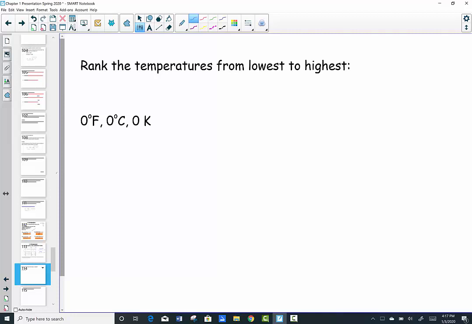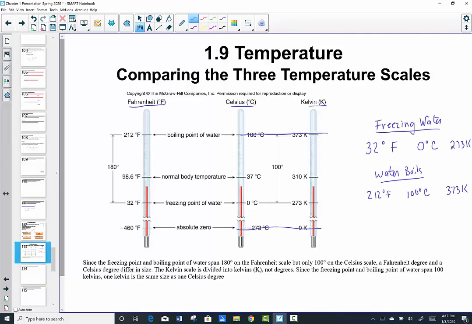Let's apply that. Let's think that through a little bit. Rank the temperatures from lowest to highest. We have 0 Fahrenheit, 0 Celsius, and 0 Kelvin. 0 Fahrenheit is below 32, right? Below the freezing point of water. Here's 0 Celsius and 0 Kelvin here. Which one is the coldest of all? Well, I see the bottom there, of course, is 0 Kelvin. Then we hit 0 Fahrenheit. Then we would hit 0 Celsius. So there's the order in which we have the coldest, and then over here would be the warmest of those three.